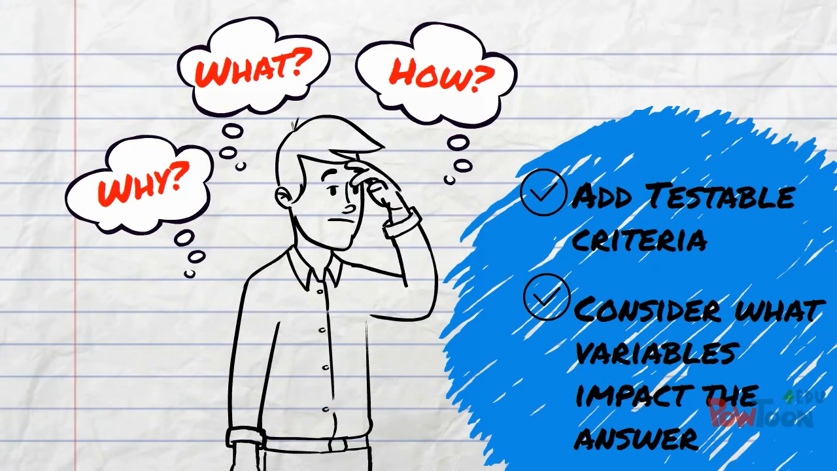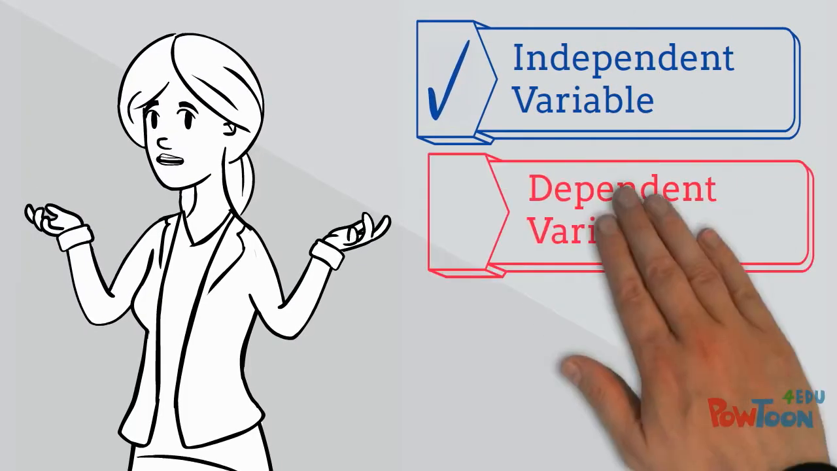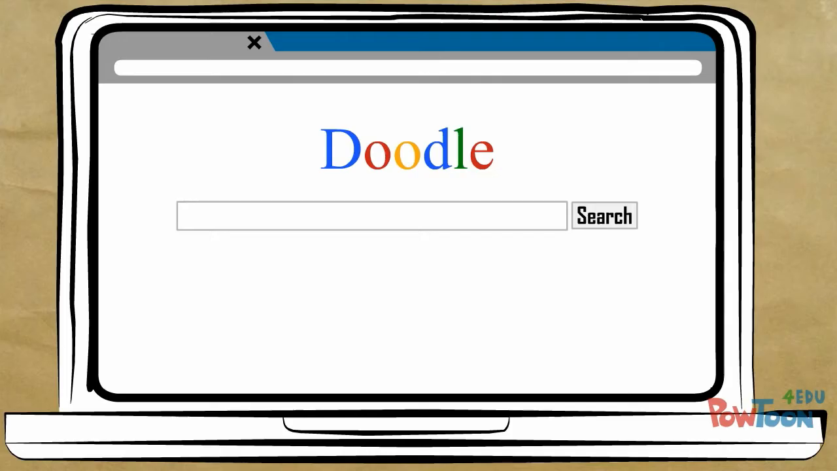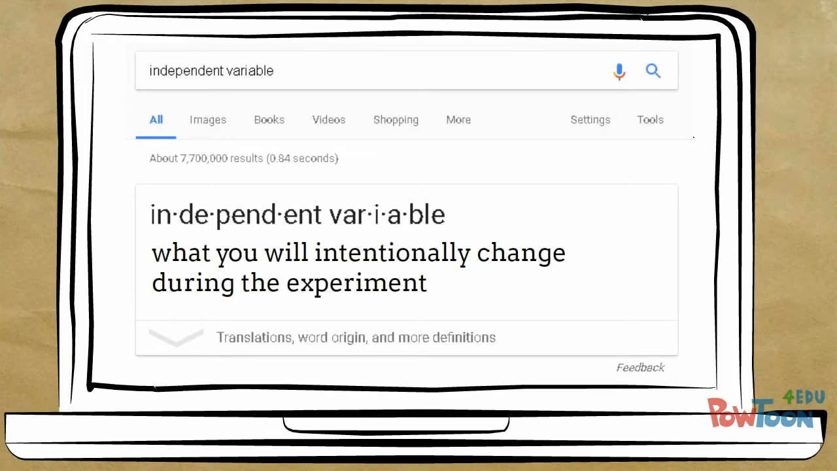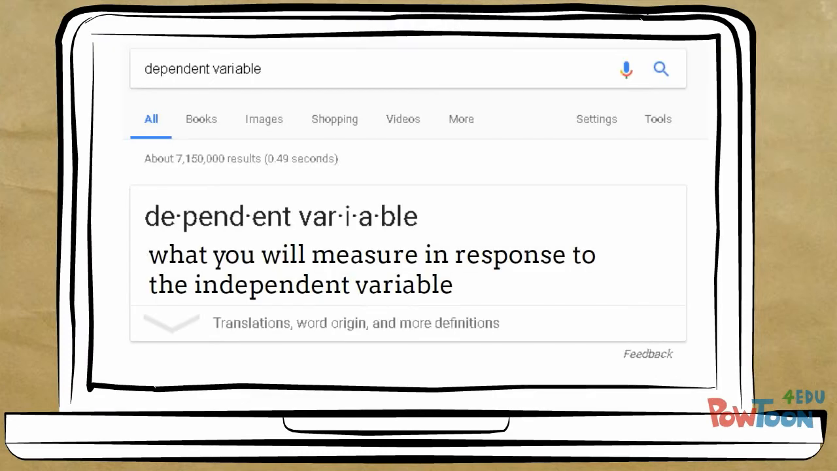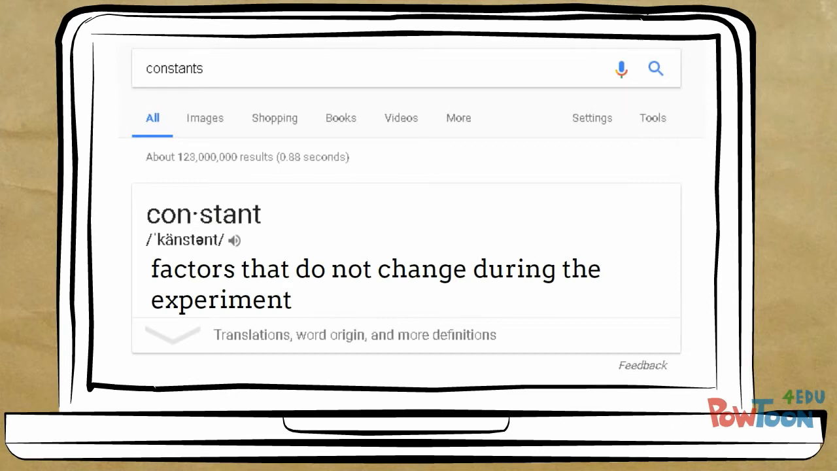Next, consider the variables that may impact the answer to your question. You will have to select independent and dependent variables as well as a control. The independent variable is what you will intentionally change during an experiment. You measure its effect using the dependent variable. Everything else should be constant, otherwise you can't be sure that the dependent variable changed because of the independent variable.